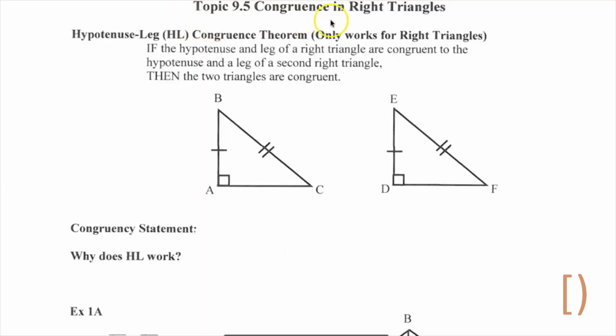In this video, we're going to talk about congruence in right triangles. So this is the final way of showing two triangles are congruent, and it only works for right triangles, and that's called HL. So HL is exactly what it sounds like. Keep in mind, they have to be right triangles first.